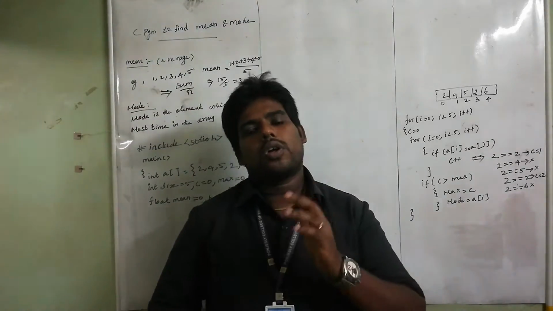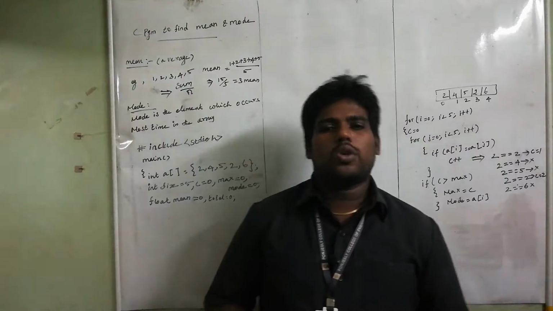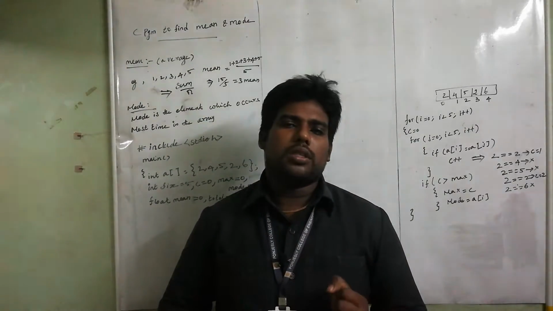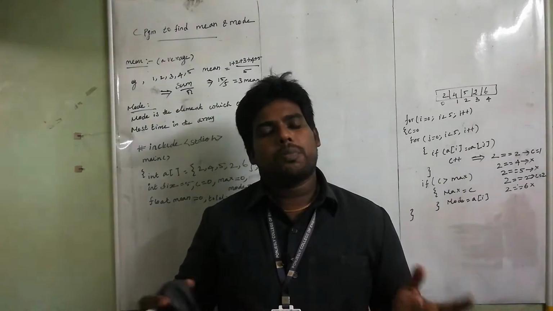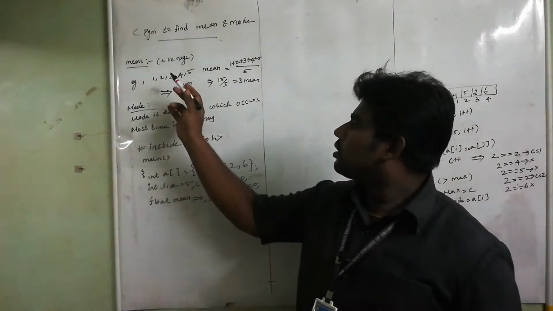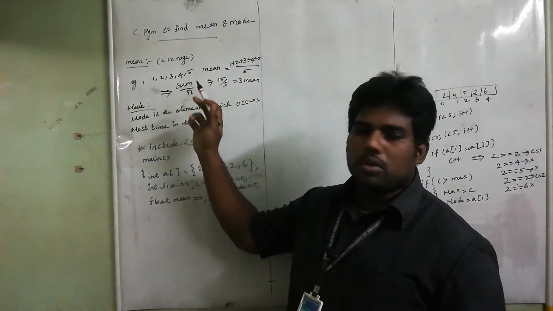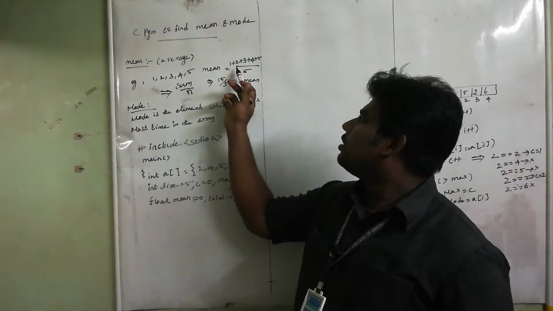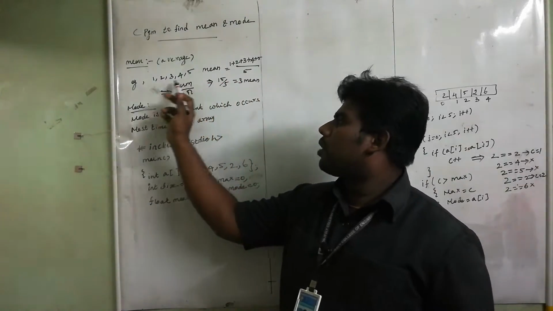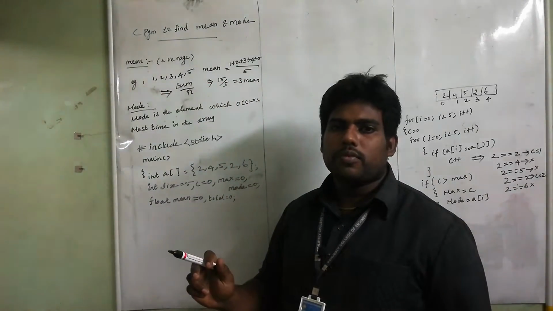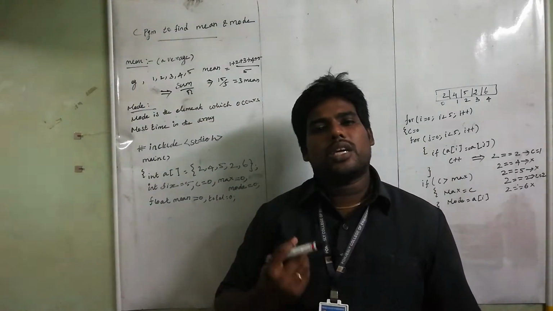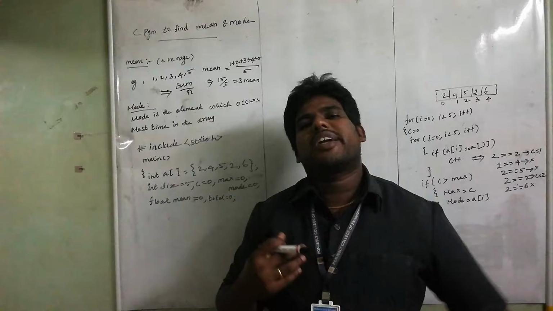So before writing the program, you have to know what is mean and what is mode. What is mean? If you have a group of numbers, for example 5 numbers, mean is nothing but finding the total of the 5 numbers and dividing it by the number of elements, that is, the number of numbers present here. Mean is nothing but the average.